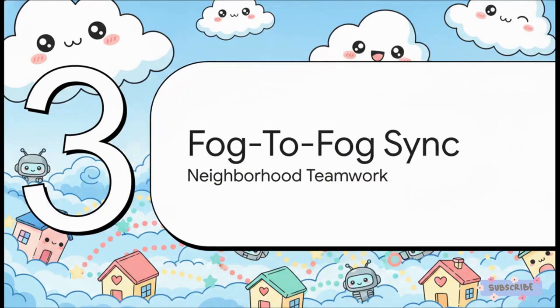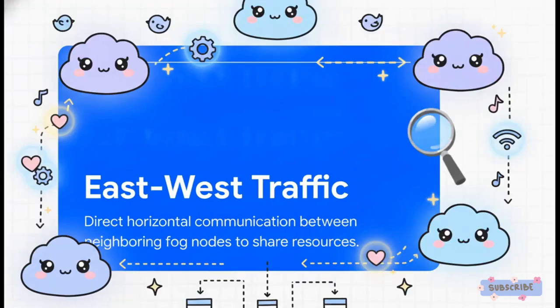All right, Section 3, Fog to Fog, Horizontal Coordination. This is all about neighborhood teamwork. Let's step down from the cloud into the middle tier and see how these devices collaborate locally. If edge to cloud is our north-south traffic, fog to fog is our east-west traffic. Instead of taking a long vertical trip up the pyramid, this horizontal communication lets intermediate mini-servers, our fog nodes, chat directly with each other.